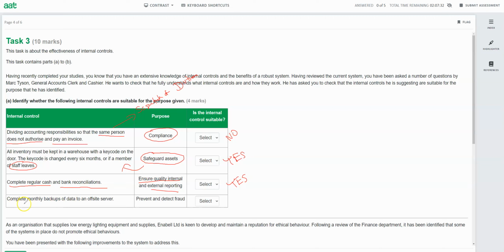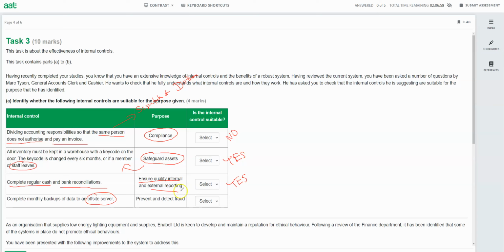The next one we have here, complete monthly backup of data to an offsite server. Offsite server means somewhere else, for example on Dropbox or on the cloud accounting. So we save the data there. The reason we save the data in the cloud or somewhere outside of the server is so that if something happens or if there is a crash on the hard drive of the server, we do not lose the data. That's the reason we save backup on an offsite server.